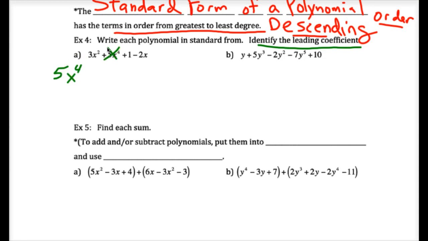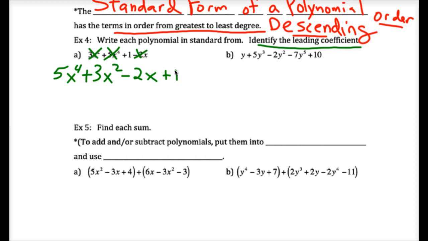Cross it off. What's the next biggest degree after that one? Kev, 3x squared. Give me a sign in between that goes in front of that, between your two pieces. Addition, right? Because it's positive. So, plus 3x squared. Keep going, Kev. Minus 2x. Plus 1. Can you add any of those together?